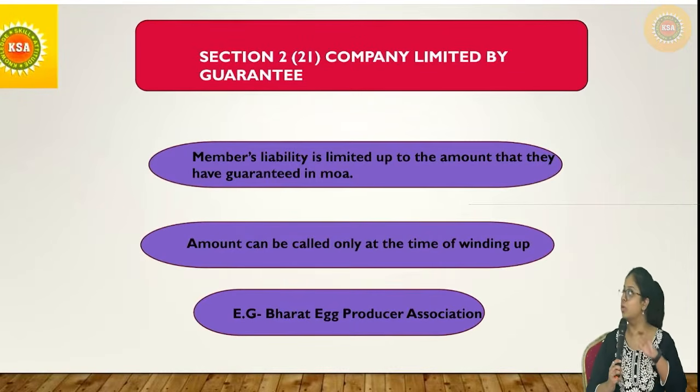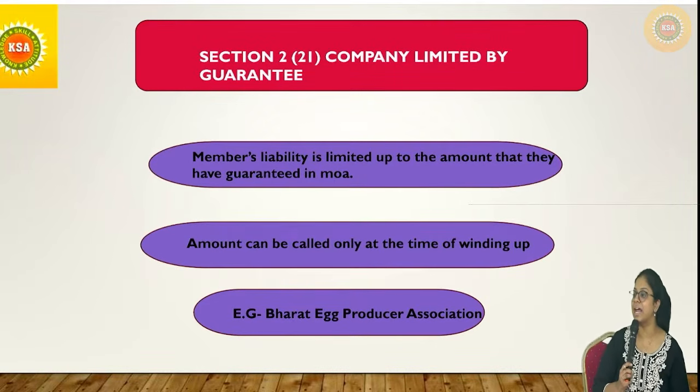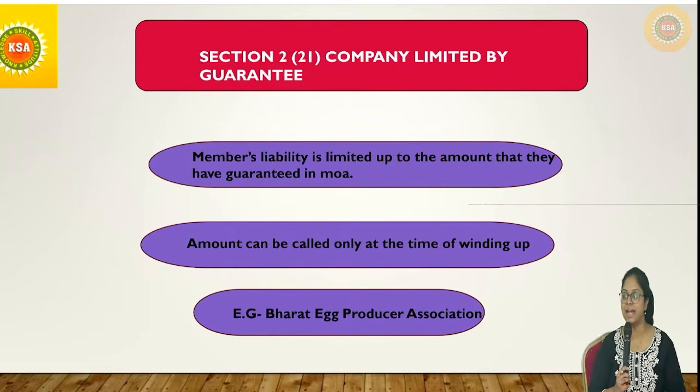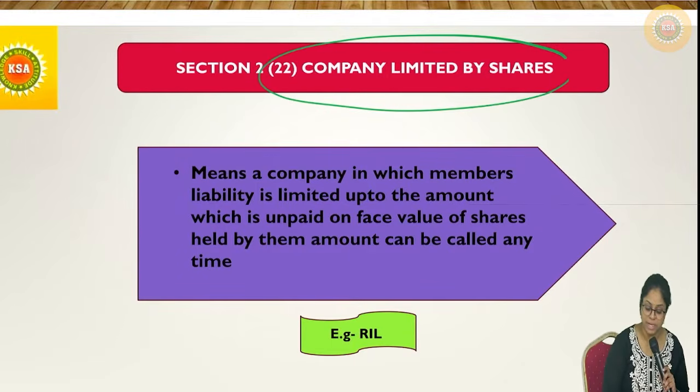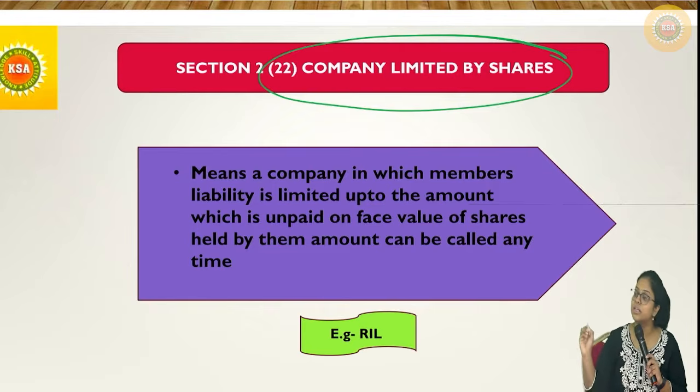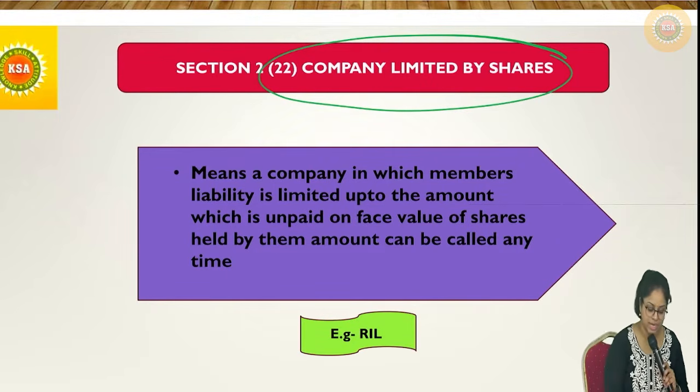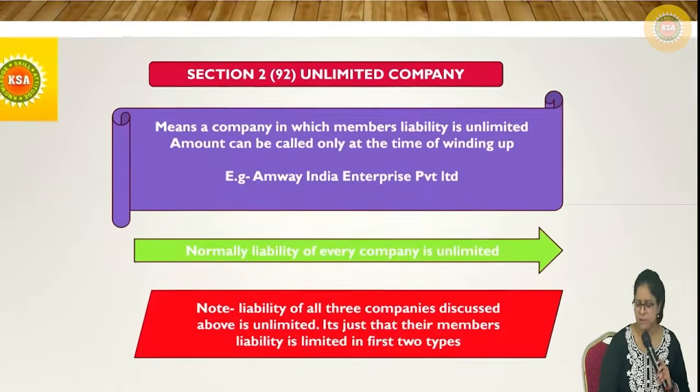And then we come to different types of company by their liability. First is a company limited by guarantee. In a company limited by guarantee, the liability is limited only to the amount of guarantee. Can I call that amount at any time or only during the process of winding up? Only during the process of winding up. However, if it is a company limited by shares, can I call the amount at any time during the life or winding up? Yes, I can call the amount at any time during the life or winding up.